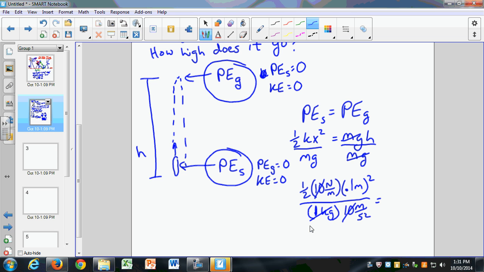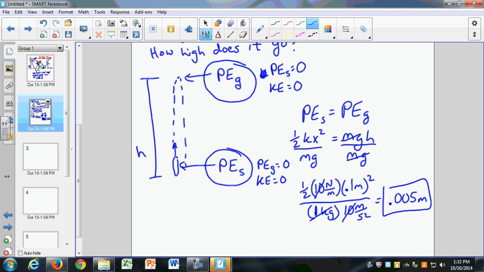So this is just 1/2 of 0.1 squared, which is what? 0.005 meters. Is that right? That's right, isn't it? Yeah, 0.005. Okay? So that's how high it goes up. The numbers there are all wacky. It's just sort of as an example.